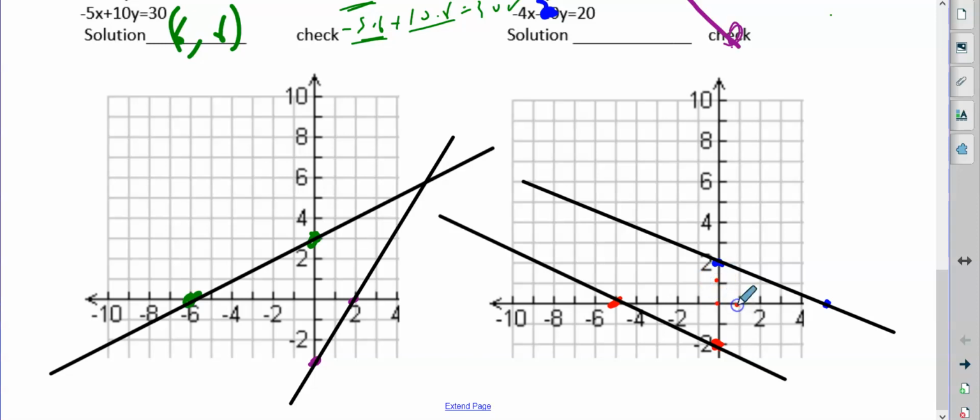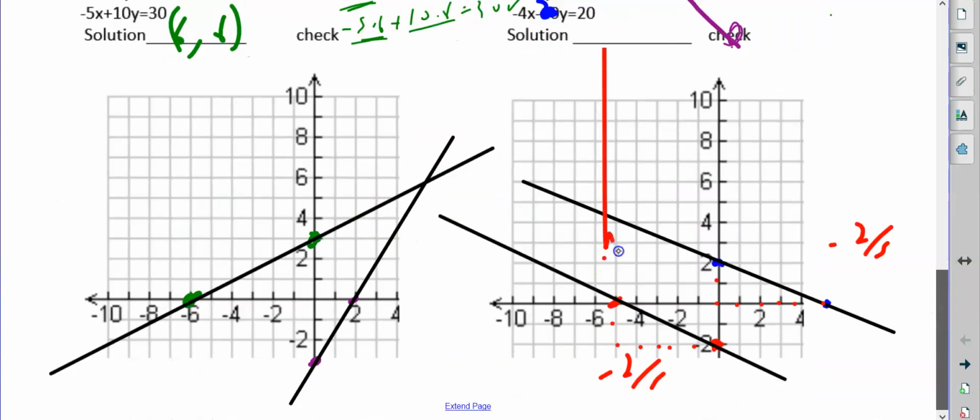1, 2, 1, 2, 3, 4, 5. So that's got negative 2/5 slope. 1, 2, 1, 2, 3, 4, 5. Negative 2/5 slope. So the answer is no solution. They are parallel. And by counting the slopes, we checked that.